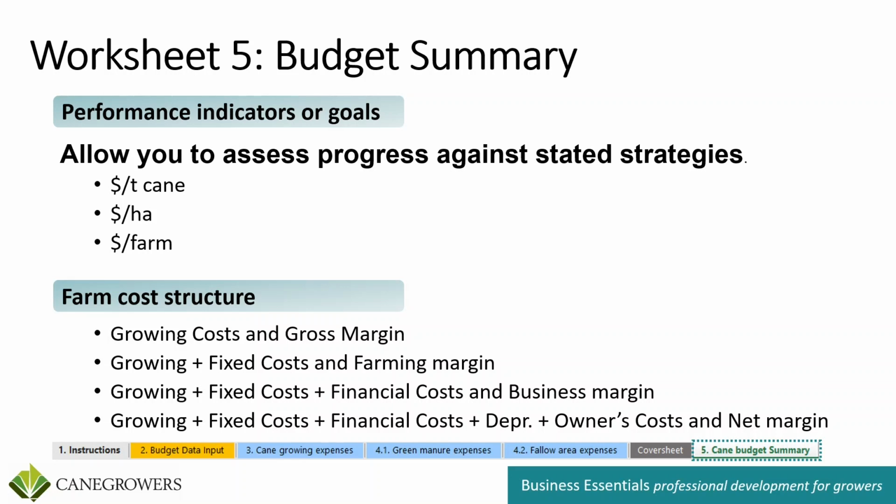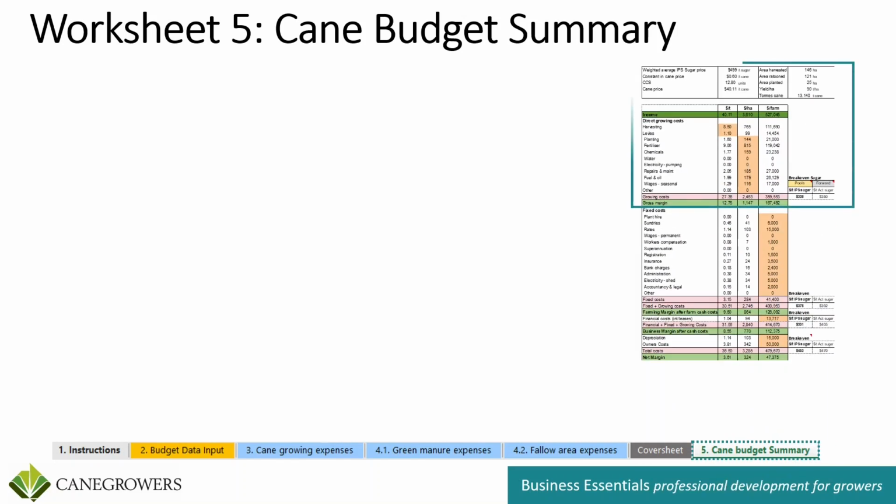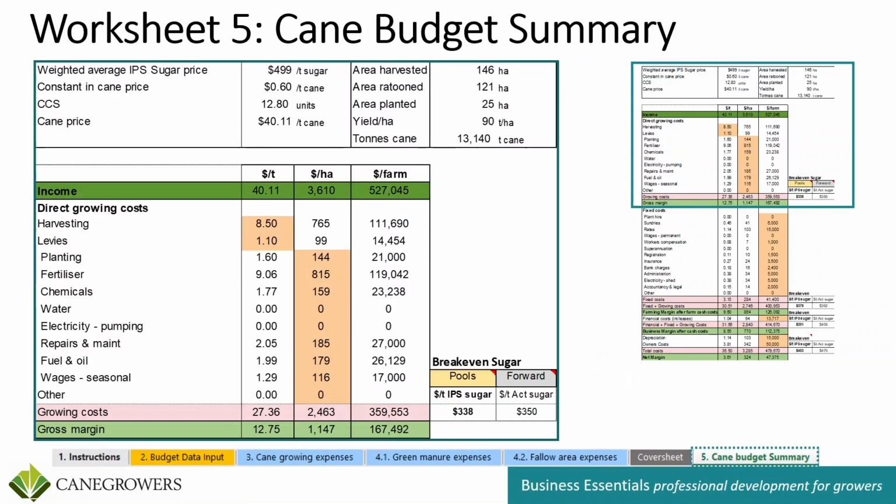Different margins can be useful for answering a range of questions, such as how my cane enterprise margin compares with my soybean margin, or what is the enterprise performance before financing and return? Let us now take a look at the worksheet layout. We'll start at the top section first. The first table at the top provides the pricing and CCS assumptions, along with the physical parameters, including area and yield, which you entered in the Worksheet 2 Budget Data Input.